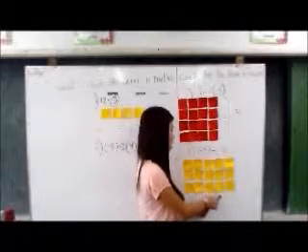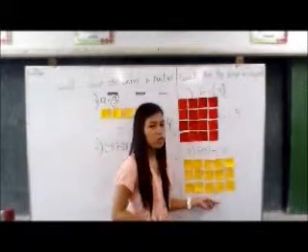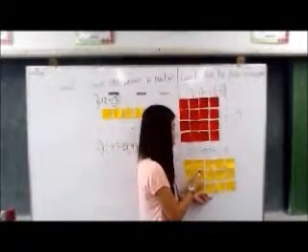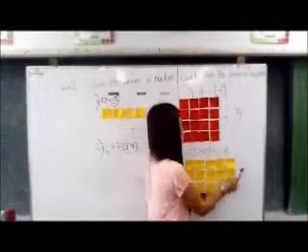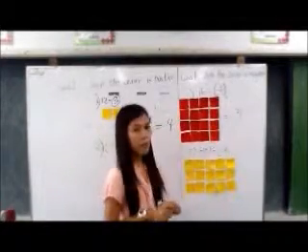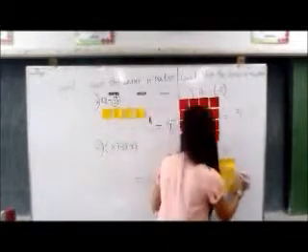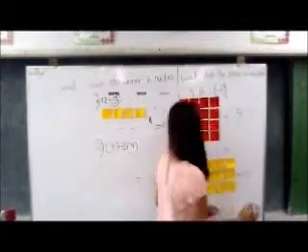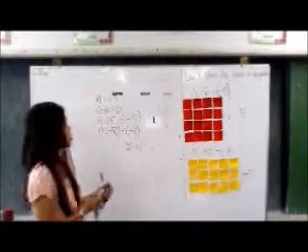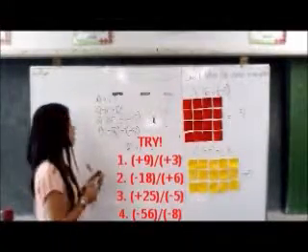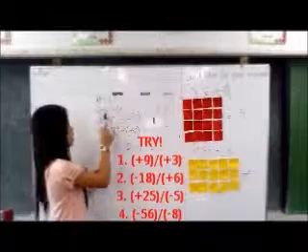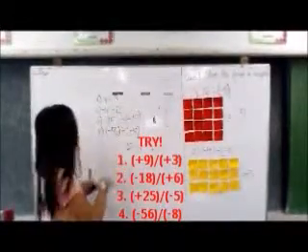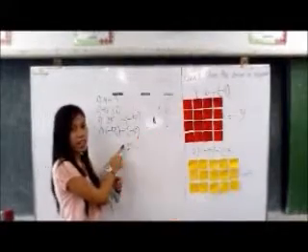So we will now divide negative 15 into 3 rows. As you can see, there are 5 unit yellow tiles in each row. So negative 15 divided by negative 3 is equal to positive 5. Now try it yourself. Number 1, 9 divided by 3. Number 2, negative 18 divided by 6. Number 3, 25 divided by negative 5. Number 4, negative 56 divided by negative 8.